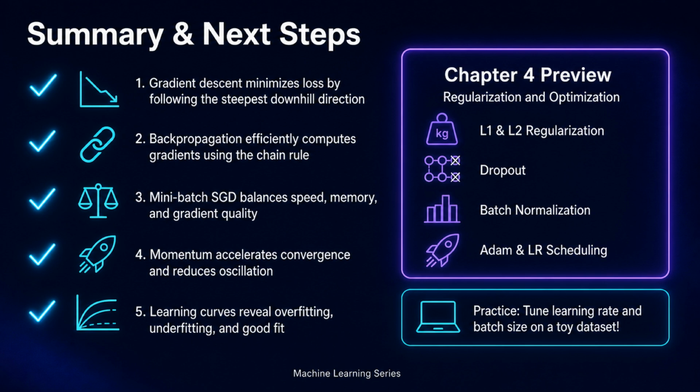Momentum accelerates training by accumulating velocity in consistent gradient directions. The learning rate controls step size and critically affects convergence. Monitoring learning curves helps detect overfitting and underfitting early. In Chapter 4, we'll build on these foundations to explore advanced optimization techniques and regularization methods that make deep learning work reliably in practice.